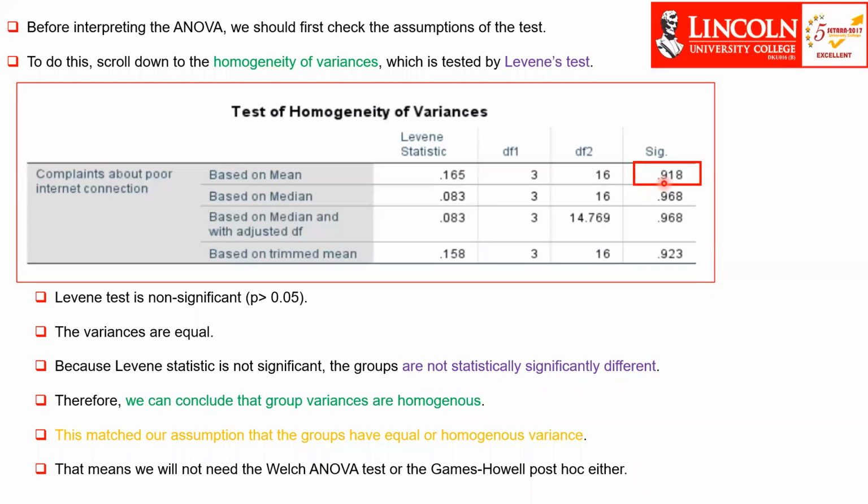That means we will not need the Welch ANOVA test or Games-Howell post hoc either. But if this is less than 0.05, then we need to further check the Welch and Games-Howell to do some additional checks for other assumptions. But for now, we stop here because this clearly shows that this is not significant.